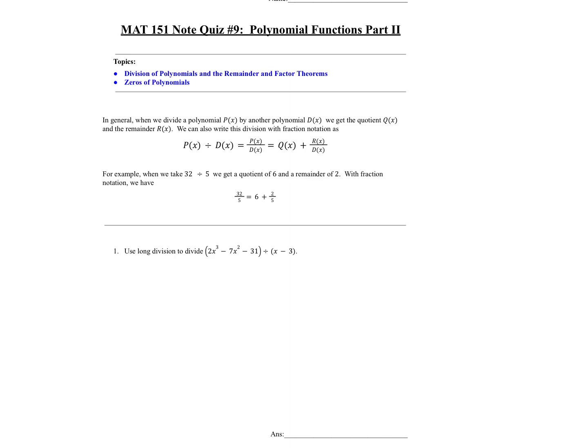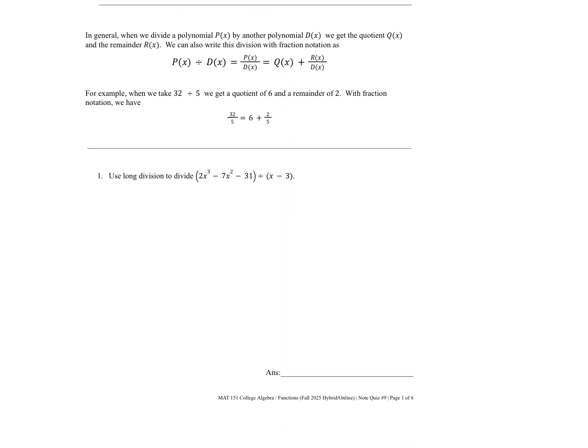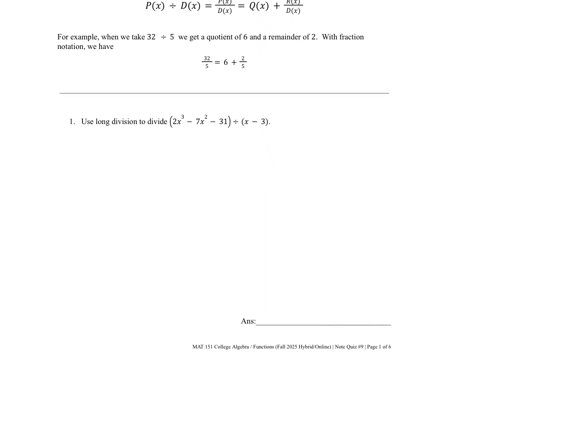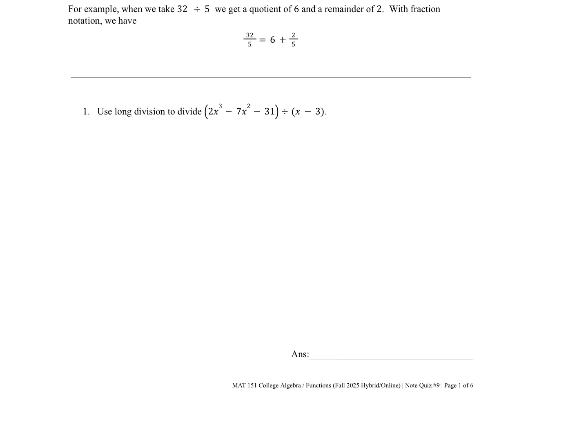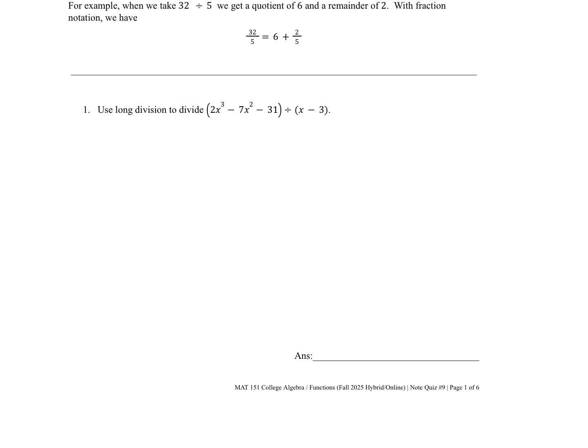The first of such ideas is long division. With long division, the idea is to do this like a regular division problem that you would with numbers, but instead we're going to look at dividing polynomials. So the first thing you want to do is write it as a classical division problem as x minus 3 going into 2x cubed minus 7x squared plus a 0x as a placeholder minus 31.